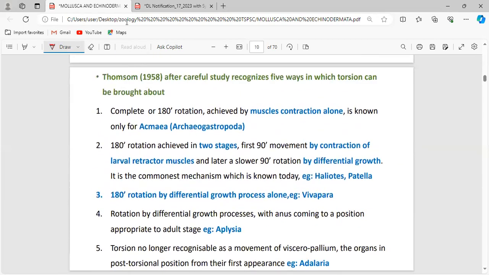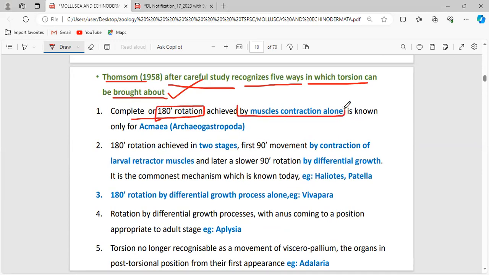Now, what are all the things they are explaining about the torsion? See, let us dig a little bit deeper. Thompson, after careful study, recognizes 5 ways in which torsion can be brought about. And what are the 5 ways? A complete 180 rotation achieved by muscle contraction alone. This complete rotation is only under the control of muscles. So the question can also be asked here. Just take a note of it.